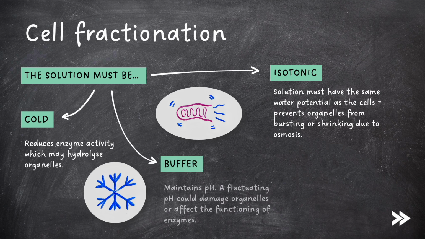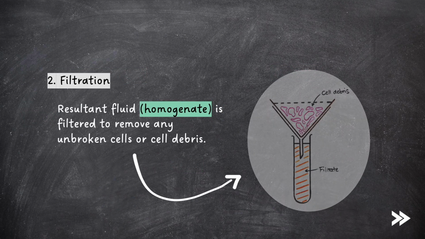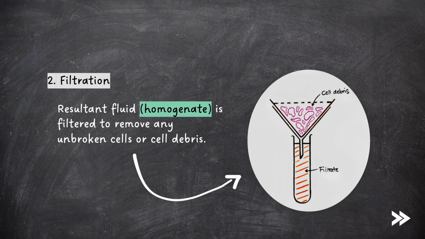And finally, the solution must contain a buffer to maintain a constant pH. A fluctuating pH could damage organelles or affect the functioning of enzymes. The second step in cell fractionation is filtration. In this step, the resultant fluid from the homogenization process, which is called the homogenate, is filtered to remove any unbroken cells or cell debris.